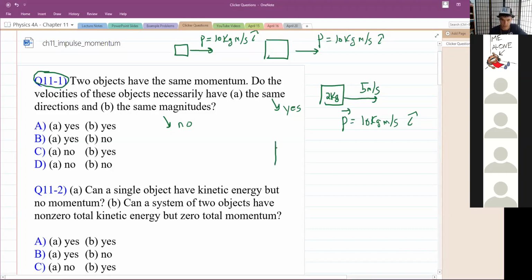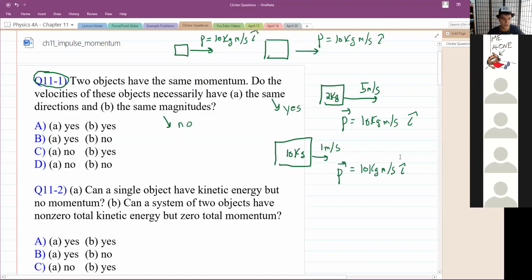So for example, if the second object had a mass of 10 kilograms, it was moving to the right at 1 meter per second. Its momentum would also be 10 kilogram meters per second in the i direction. If this second object wasn't moving to the right, but was moving straight up, it would have a different momentum because the direction would be different. So if the masses are different, the magnitudes of the velocities can be different, but they have to be moving in the same direction if they're going to have the same magnitude.